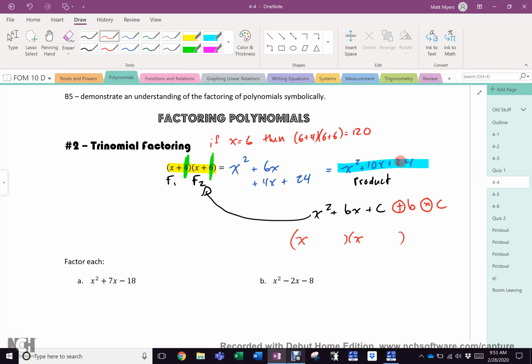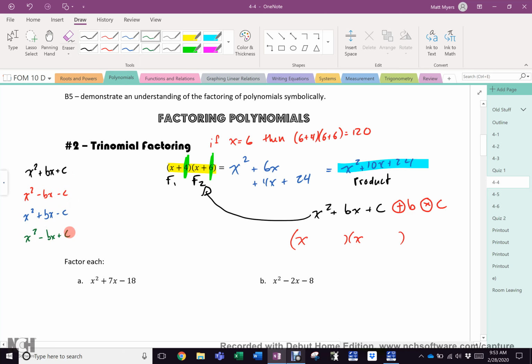Now the only thing that messes kids up is whether these are positive or negative, right? So there's 4 options, right? I could have x squared plus bx plus c, right? What's the second option I could have? X squared minus bx minus c. What's the third option I could have? X squared plus bx minus c. And the fourth option? X squared minus bx plus c.